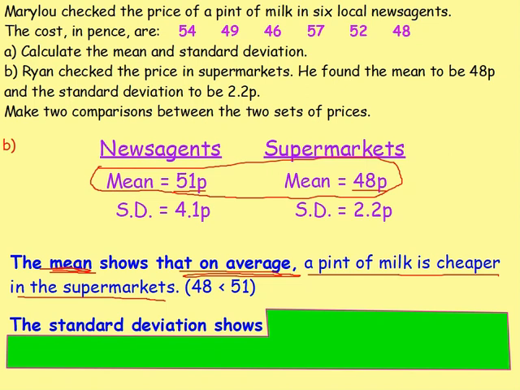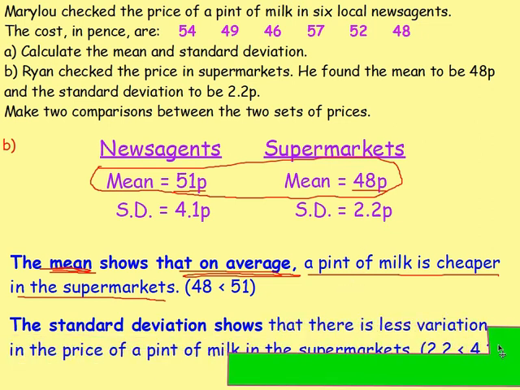For the standard deviation, well, looking at the standard deviation, we've got a standard deviation of 4.1 pence for the newsagents and 2.2 pence for the supermarkets. What does that show you? Well, again, say what the standard deviation shows. The standard deviation is a measure of variation or spread. Good. So make sure you put in the word variation or spread.